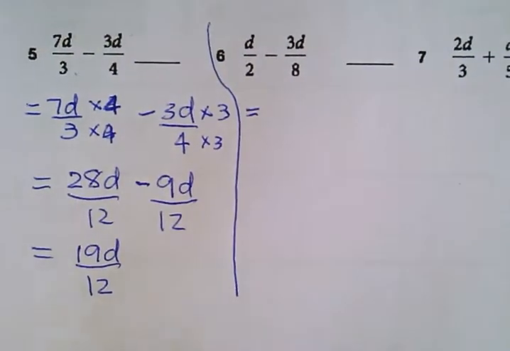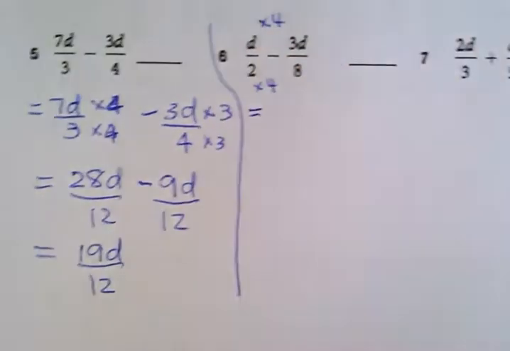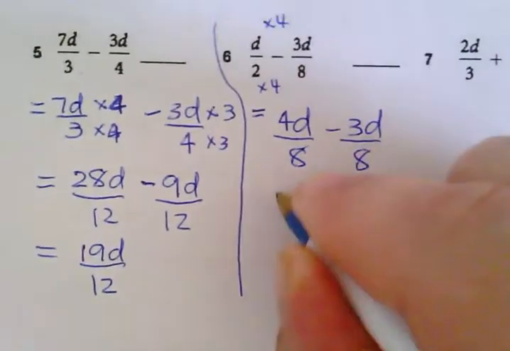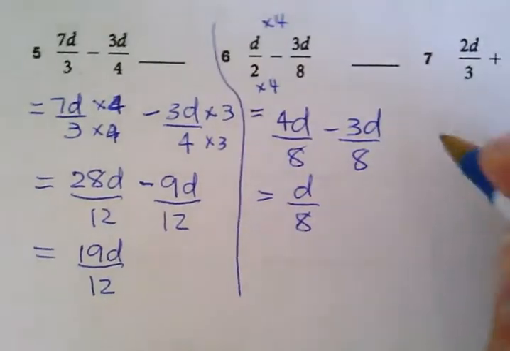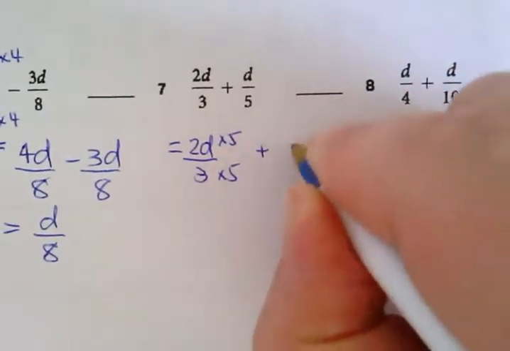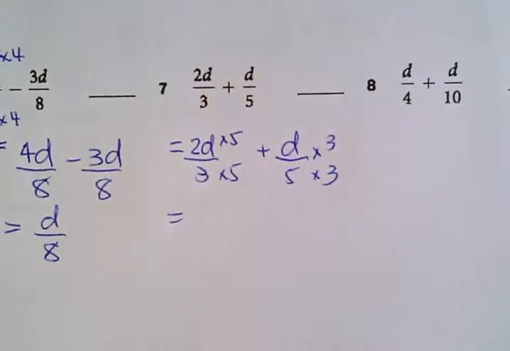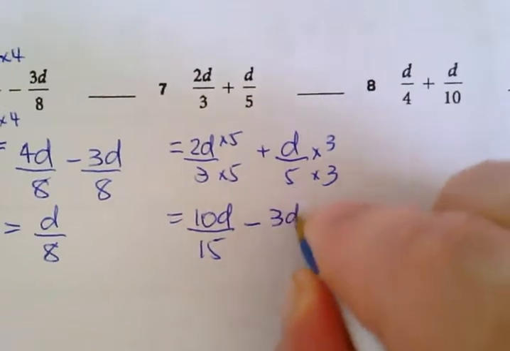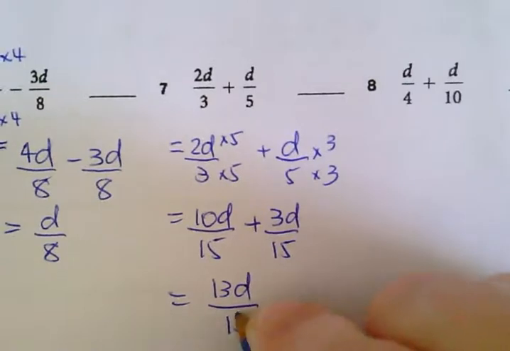What are we going to do with question 6? Just multiply the first fraction by 4 over 4. 4d over 8 minus 3d over 8. What does that equal? 1d or just d over 8, and you can keep working. Multiply the first fraction by 5 over 5, and the second fraction by 3 over 3. You can just do it there on the question if you want. We've got 10d over 15 minus 3d over 15. It's plus actually, which is 13d over 15.